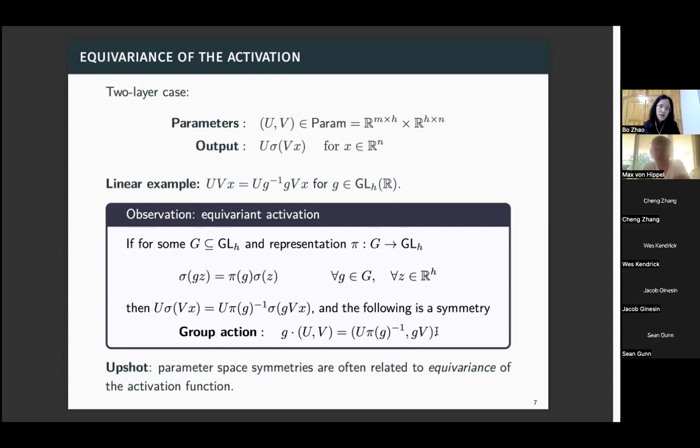The relation that sigma and G commute is often called an equivariance of the activation function. So we find that this is an easy way to construct these parameter space symmetries. The upshot here is that these symmetries are often related to equivariance of the activation function.